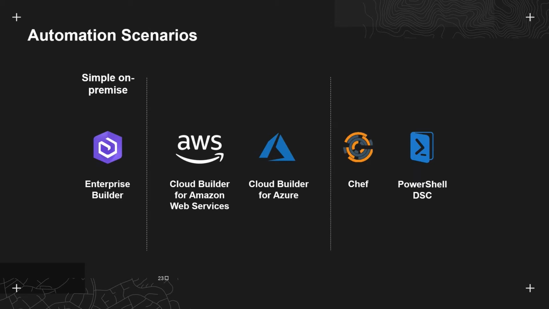For simple on-premise deployments, you should be looking to use ArcGIS Enterprise Builder whenever possible. This will quickly and reliably install a base deployment of ArcGIS Enterprise. If you're looking to deploy in the cloud, in AWS or Azure, you should be considering the cloud tools available for their respective platforms. ArcGIS Enterprise Cloud Builder for AWS and ArcGIS Enterprise Cloud Builder for Azure are simple-to-use tools to deploy directly into your cloud subscription. Finally, for more complex on-premise deployments, you should be thinking about using the script-based tools Chef and PowerShell DSC.